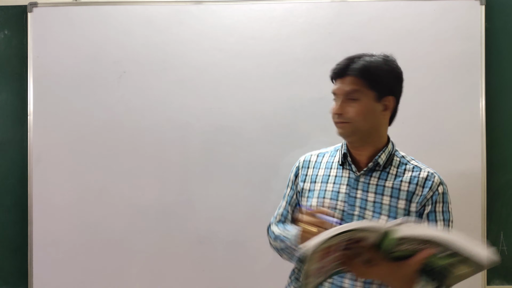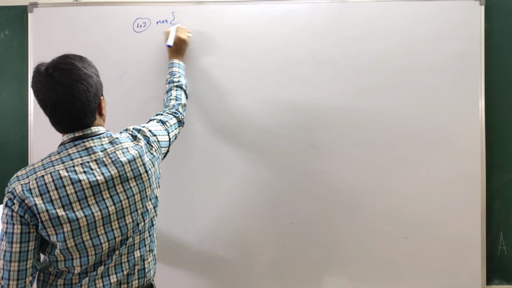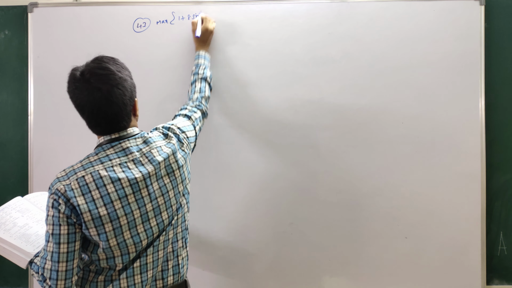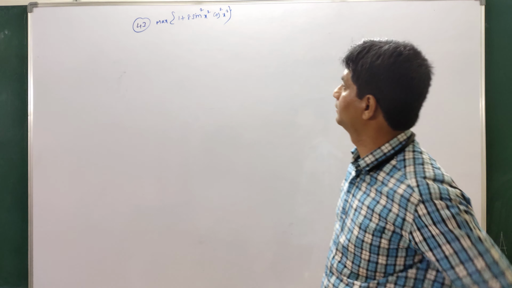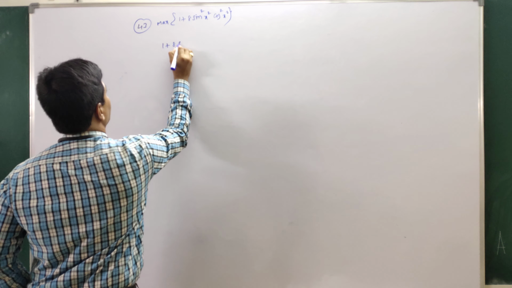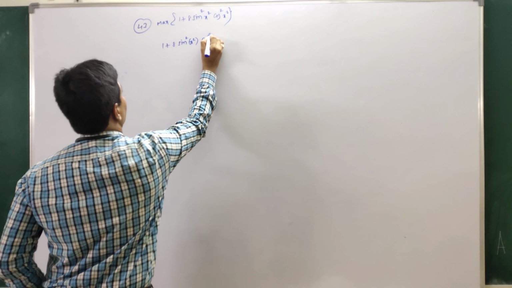Problem number 43. The maximum value is asked. We have to find the maximum of what is given: 1 plus 8 sin square x into cos square x. We have to find the maximum value of this thing. Understood? Options are given: minus 8, minus 1, 3, and 9. How can we find the maximum of this thing? Let us check the expression in the question. This is 1 plus 8 into sin square x into cos square x.